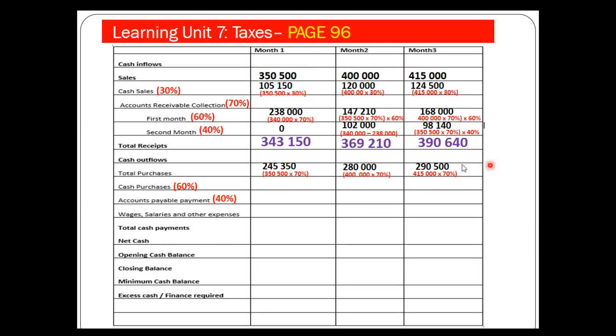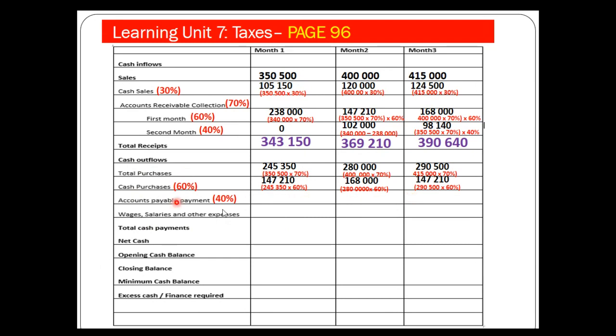Remember, these are the 100% purchases, but they told us how to pay those purchases. Remember, 60% was paid in the form of cash. So it means 60% of this, can you see now? 245,350 times 60% will be paid in month one. And month two, the same thing, 60%. It's very simple. So you just have to say 60% of 245.